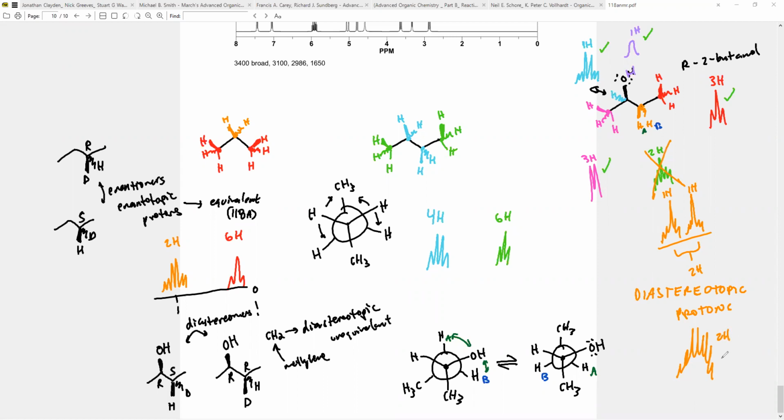This is what you'll see in reality, and it'll be a 2H. That's just because the splitting is there, but it's usually not that powerful. So unless you have a really powerful NMR with high resolution, you won't really be able to see the peaks well. But it should still work out that the protons are different. The peaks will be a bit complex.